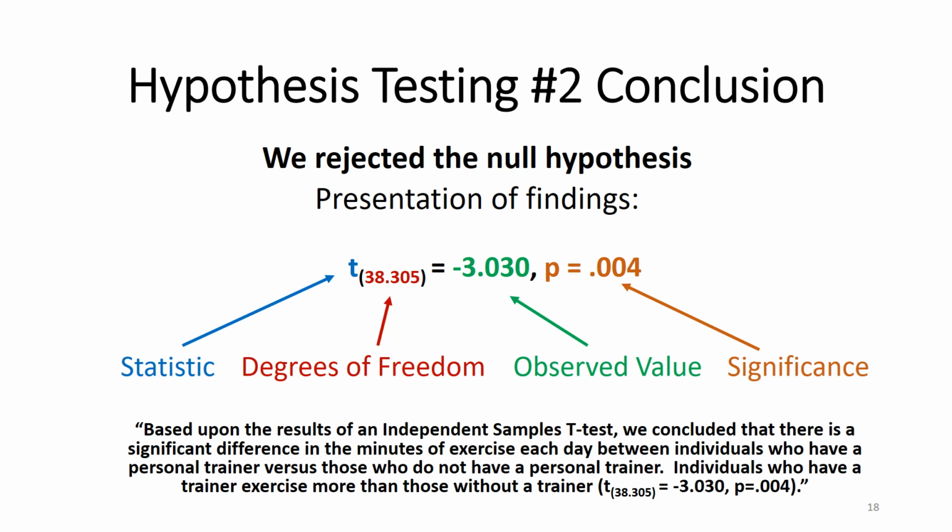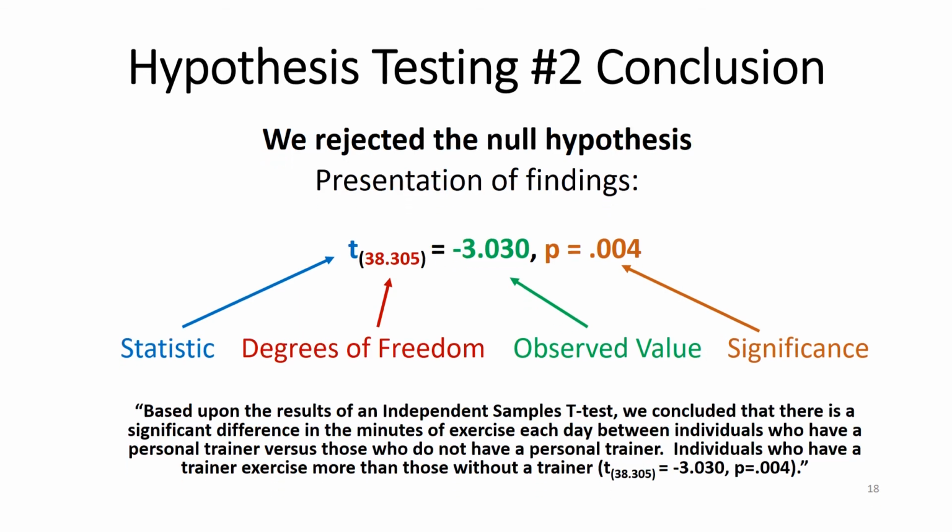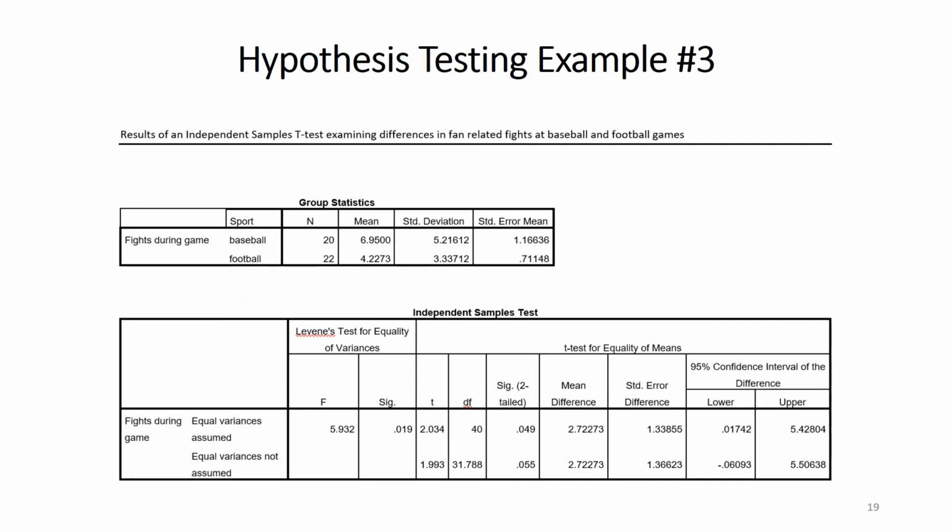And then you can see an interpretation of how we might do that in the black quote down at the very bottom. Next slide. This is our final hypothesis testing example. This one is looking at whether or not there is a significant difference in the number of fan-related fights at baseball versus football games, so at two different types of sporting events.